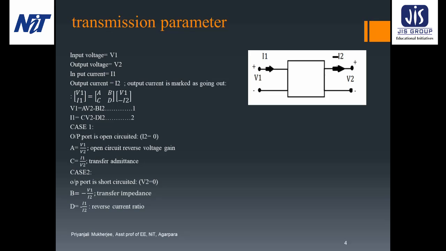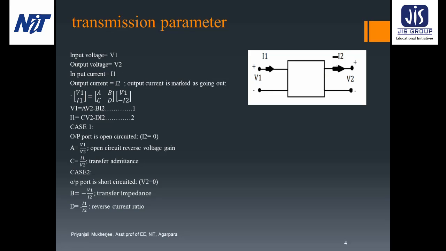Now we can consider two cases. For case 1, we are considering that the output port is open circuited. So when the output port is open circuited, this I2 current goes to 0. At the condition I2 equal to 0, we can say that A is the ratio of V1 by V2 and it is known as the open circuit reverse voltage gain. Whereas if we put I2 equal to 0, then we can find C equal to I1 by V2 and this is known as the transfer admittance.